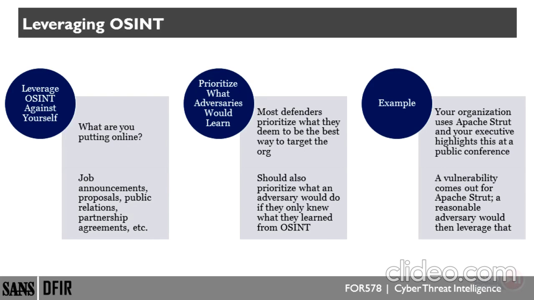As an example, say you have an organization that uses Apache Struts, and you have an executive, hypothetically, that goes to a conference and talks about it at a public conference. And your adversary could probably learn that even through the conference proceedings and videos. And then if a vulnerability comes out, reasonably speaking, that adversary might try it. So what are you communicating external to your company, and how might that change the adversary calculus?